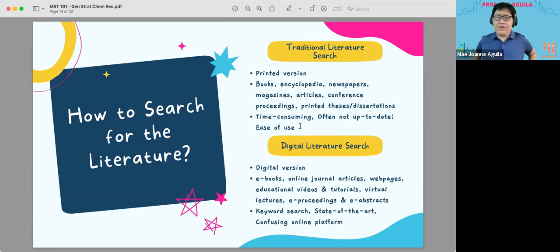The digital literature search involves the digital versions, ebooks, online references, and so on. Sometimes this is confusing, particularly if the online platform is itself very confusing. You don't know what to look at once you are in the online platform. And usually it involves keyword search. So you'll be given a narrower literature set, okay, if that's what you want. But this is often up to date and state of the art.